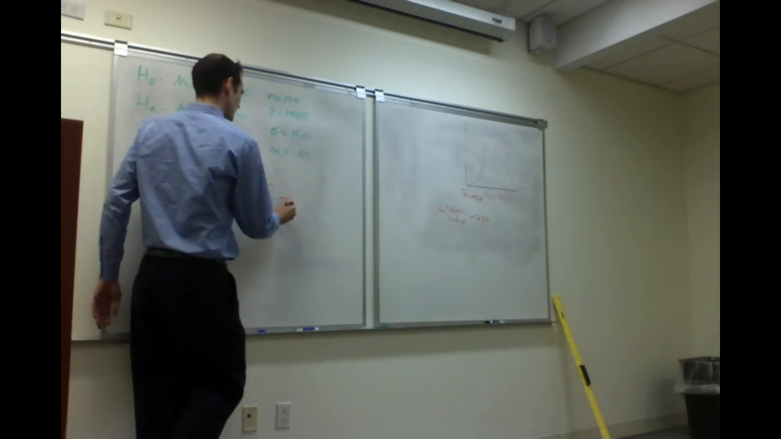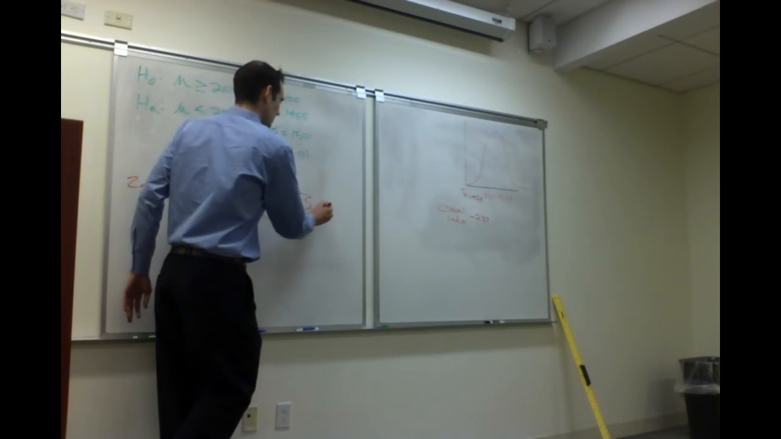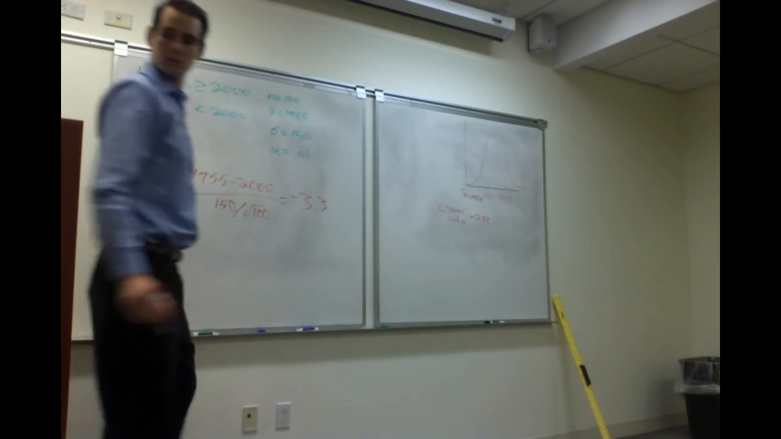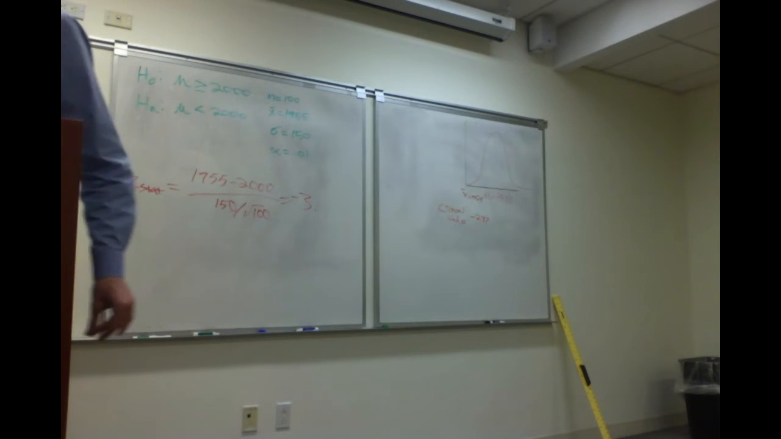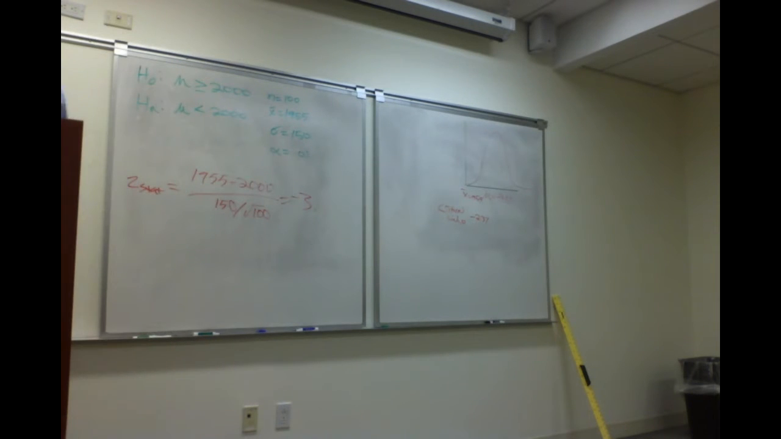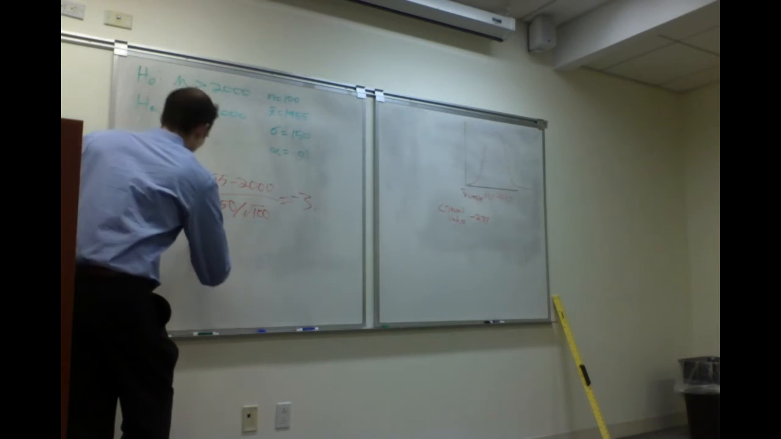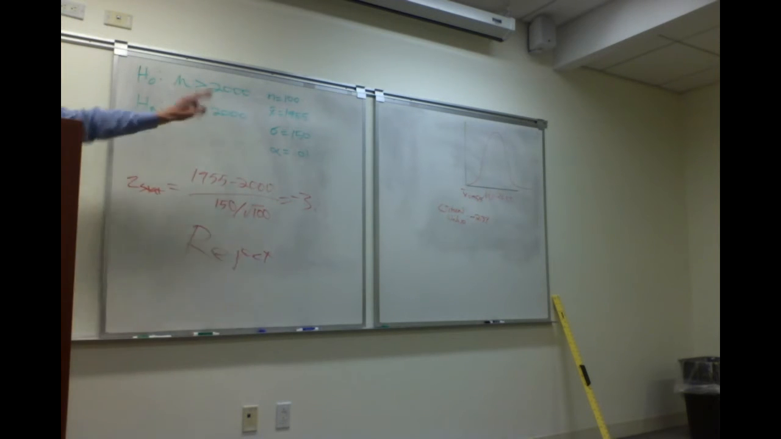Did anyone get this far? Negative 3? Just negative 3. Yes. What did I get? Negative 3. Yes, that's what I got. Okay, so we have everything we need. Reject the null hypothesis. So we go to that supplier that told us their tires lasted 2,000 miles. We're like, not so much. Make sense?